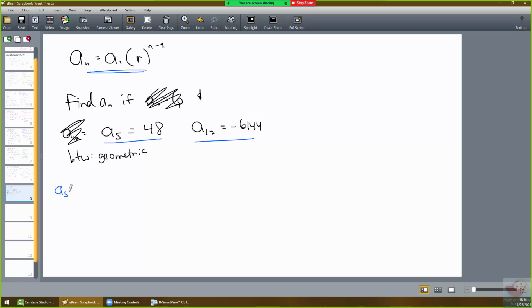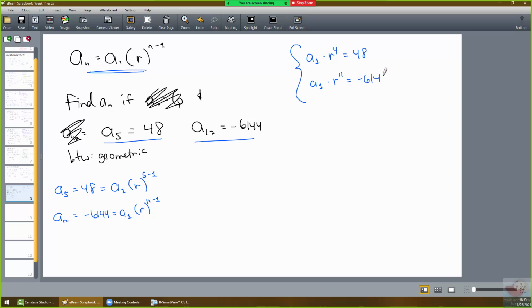So if a sub 5 is 48, then that must look like a sub 1 times r to the n minus 1. Because it's a sub 5, that n is 5. And if a sub 12 is negative 6144, then that has to look like a sub 1 times r to the 12 minus 1. Which means we have the equations a sub 1 times r to the 4th equals 48, and a sub 1 times r to the 11th equals negative 6144.